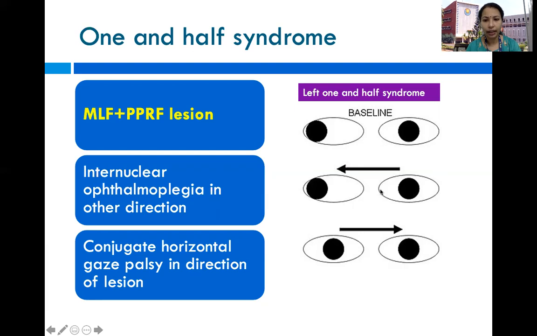in the right gaze and it does not abduct in the left gaze. And in the left gaze, there is also limitation of adduction of the right eye. So in one whole eye, there is limitation of adduction and abduction, and in the contralateral eye, there is limitation of adduction. It is known as 1.5 syndrome.